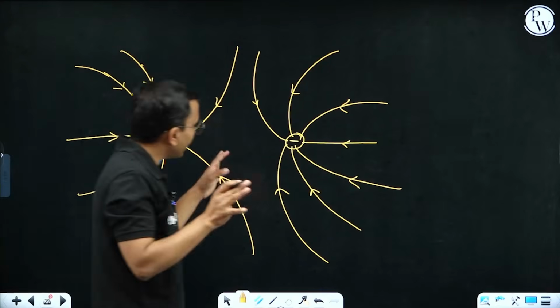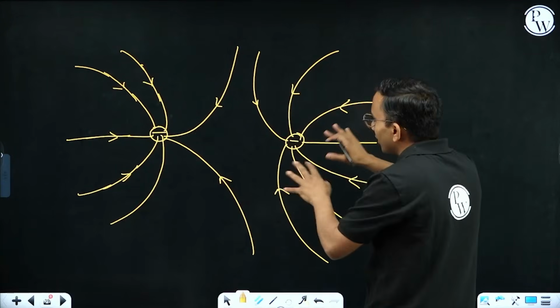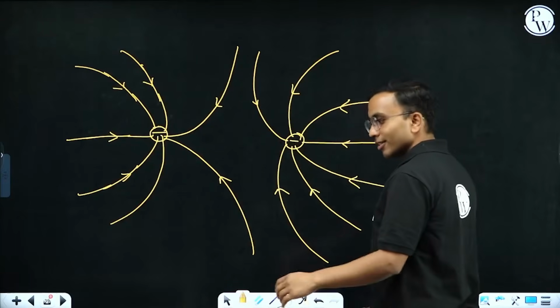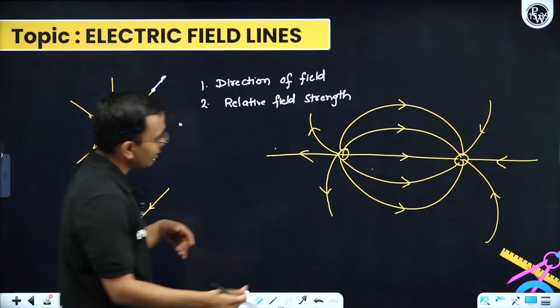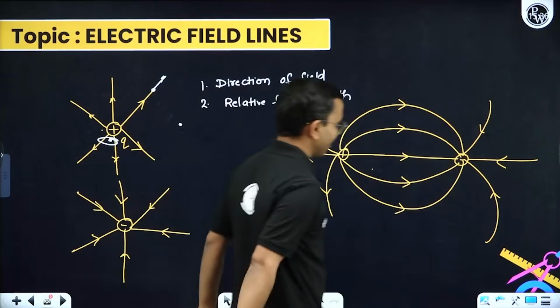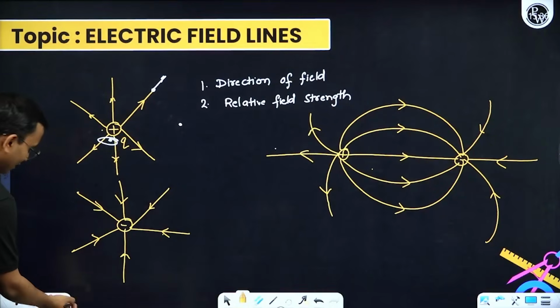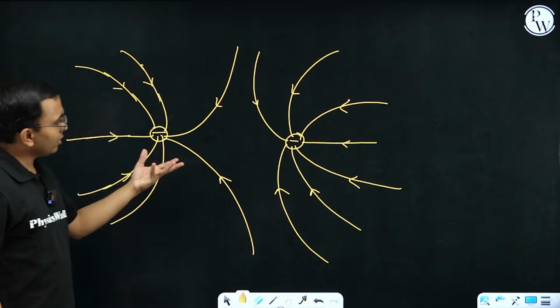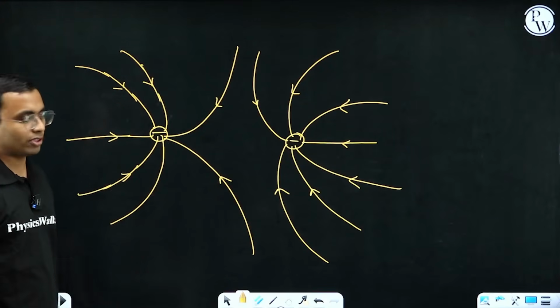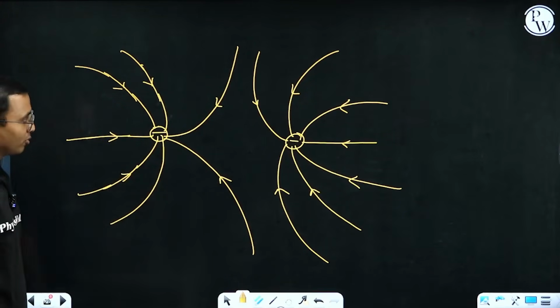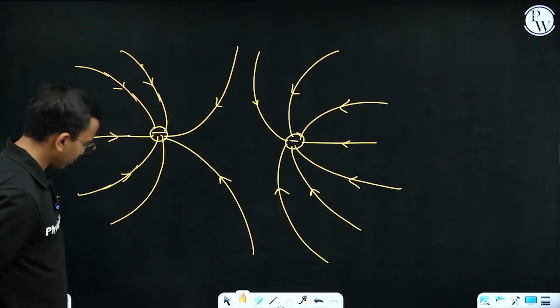Perfect. So by visualizing the field lines only we can see, yes, they are repelling each other. And here, if you see these field lines, it shows they are attracting each other. A similar field line diagram will come for positive charge only, just the directions will become opposite. The field lines will be moving out.